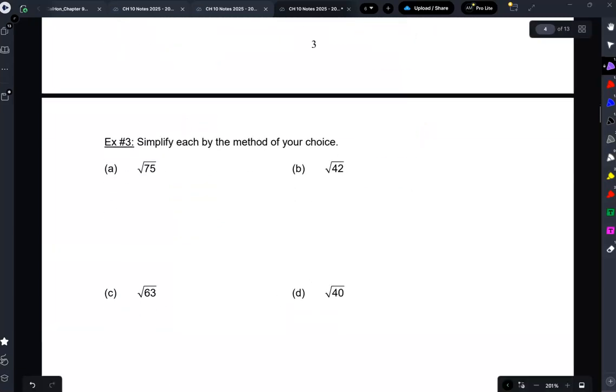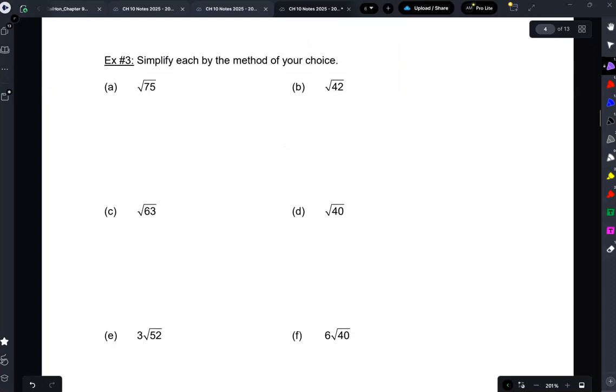Okay. So now these you're going to do by the method of your choice. So here's what I'm going to do. I'm going to give you 2 minutes and I want you to do A, B, C, and D. 2 minutes. Go. So take a look at this one. 75 is what? Root 25 times root 3.